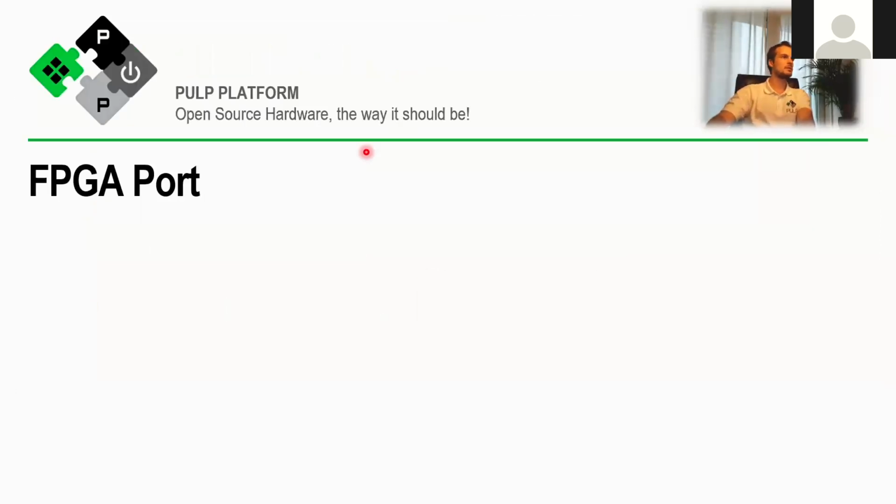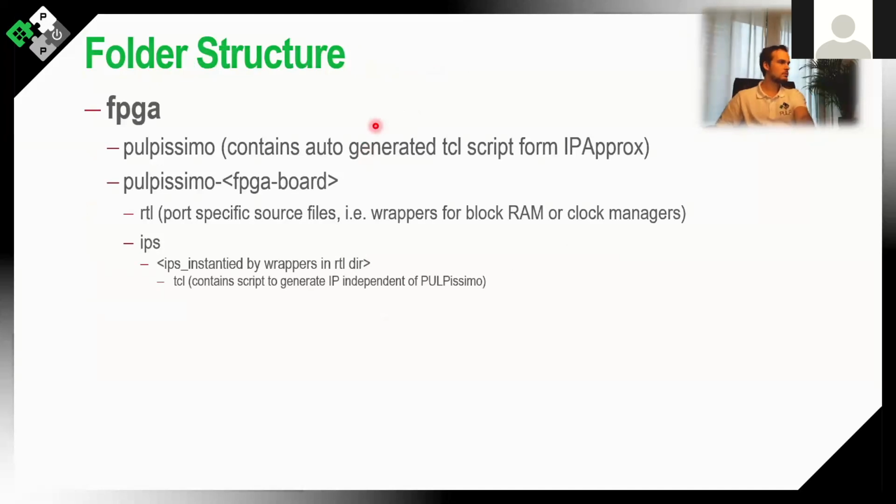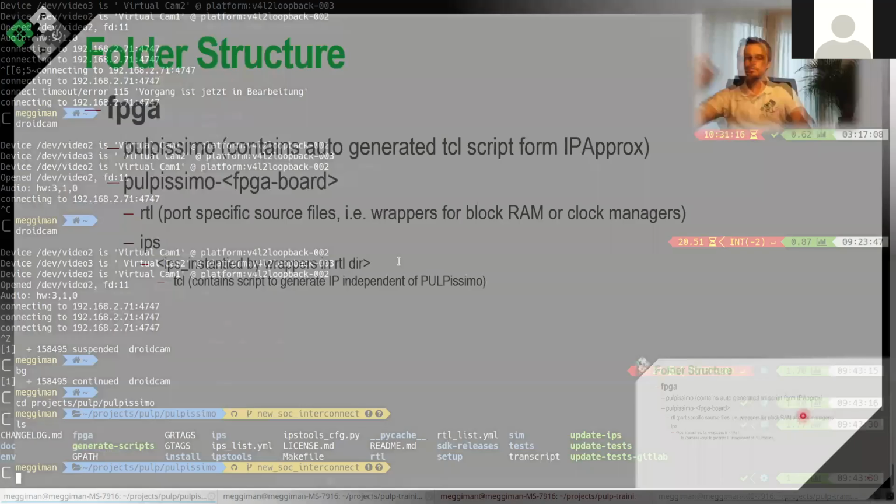Then I will start with the first point on our schedule, which is a quick introduction to the PULPissimo FPGA port. For this, I quickly want to show you the folder structure of the FPGA port. I guess some of you will find it familiar, because more or less the same structure is also used for other PULP projects, not only PULPissimo. Let me quickly navigate to it already.